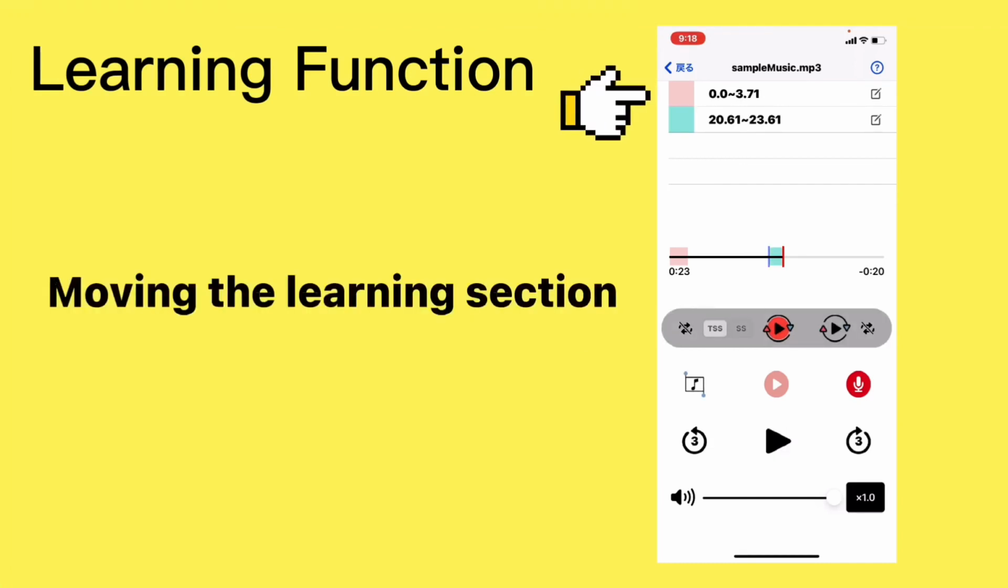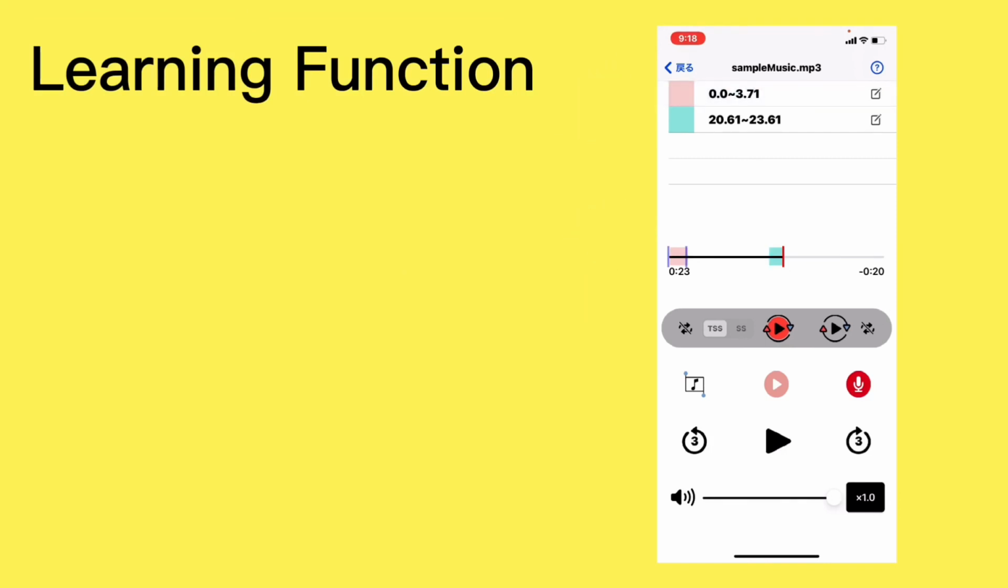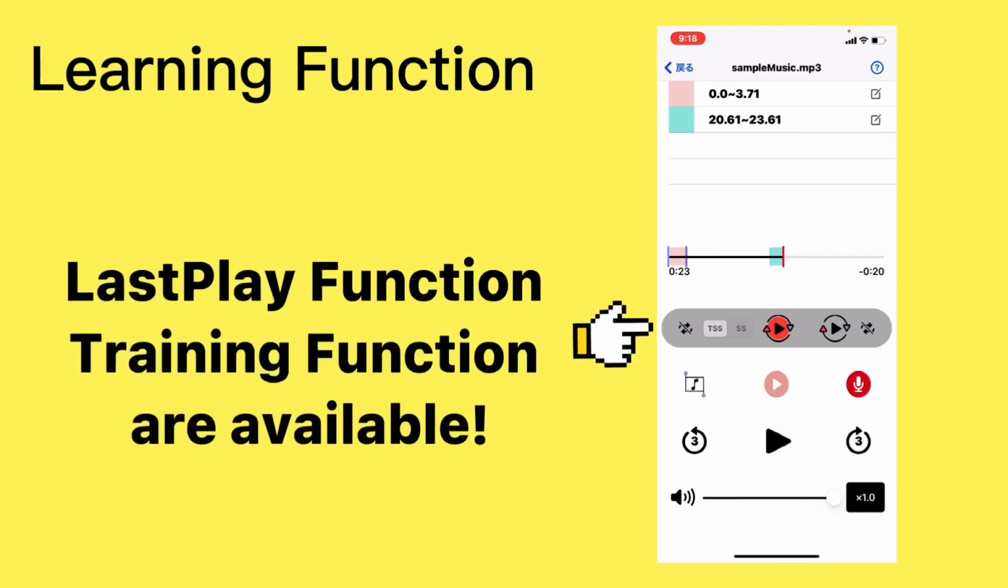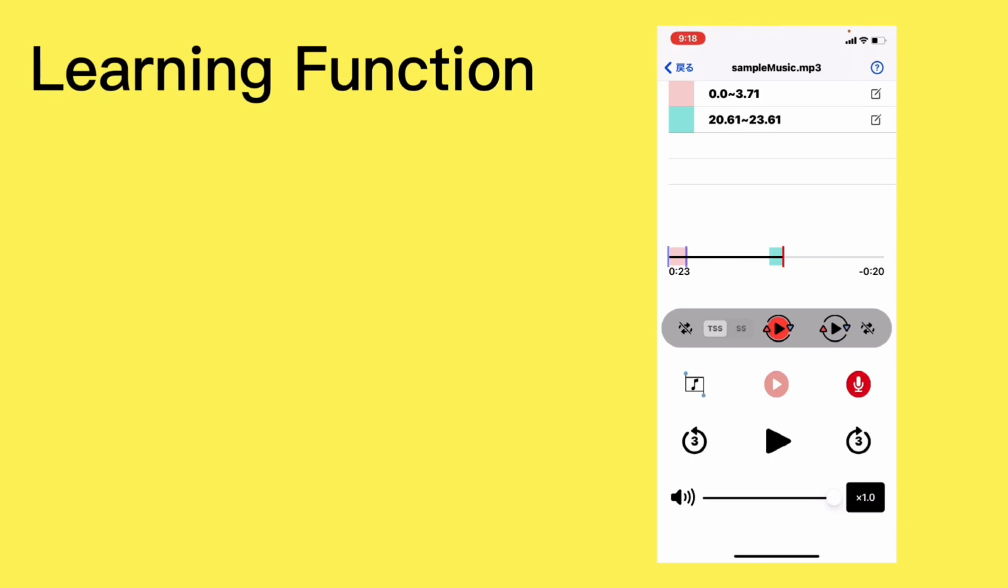If you want to move to the saved training section, tap the upper cell. Then you can use last play function and training function to change the training section.